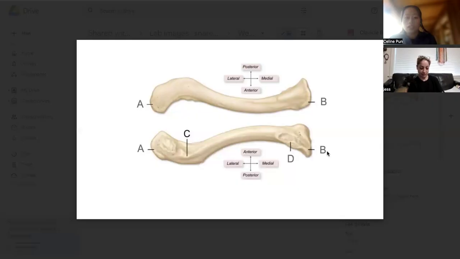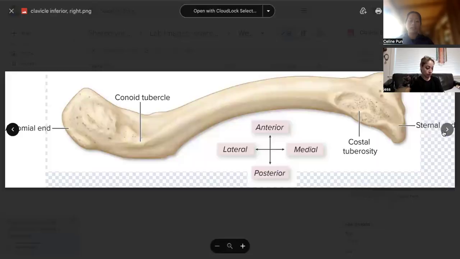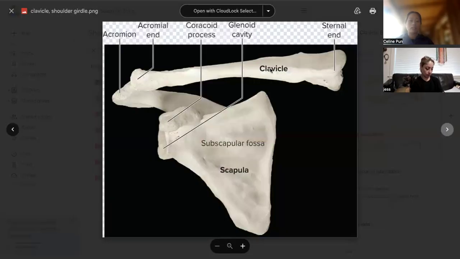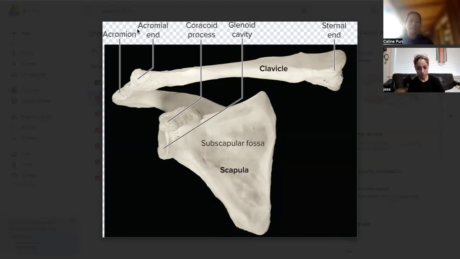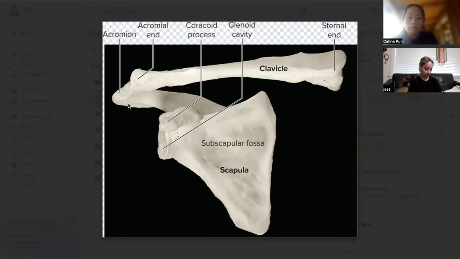Yeah, I like that. And then for A and C, the acromial end and the conoid tubercle. The acromial end touches the acromion part of the scapula. If I could find an image of that. Do you see this image? The acromial end of the clavicle touches the acromion, and that's why it's good to remember. Okay, I have it in front of me too. Awesome.